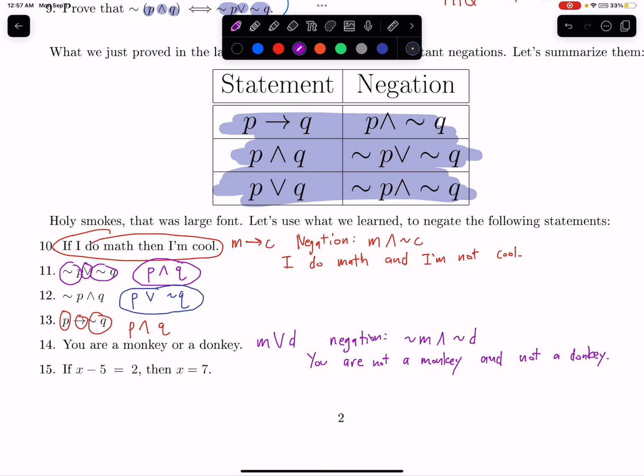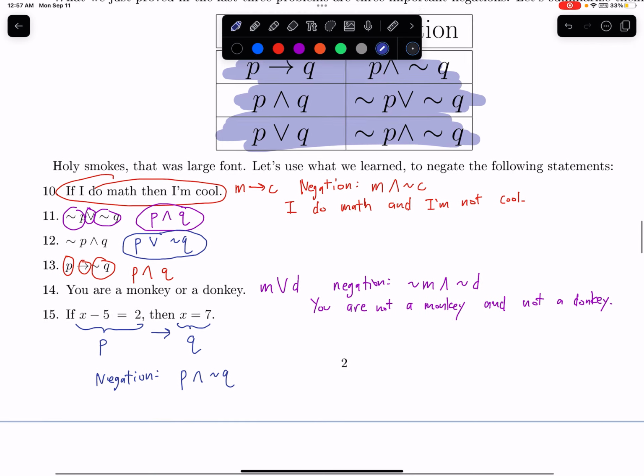Okay, one more question. Number 15. If x minus 5 equals 2, let's call this first part the P. Then x equals 7. We'll call that statement the Q. So what's the negation? I have an if-then statement. Pattern for negating an if-then is to keep the left the same, change the if-then part to an and instead, and then change the right-hand side to its negation. So I end up with P and not Q. Right? Standard way to negate a conditional statement.